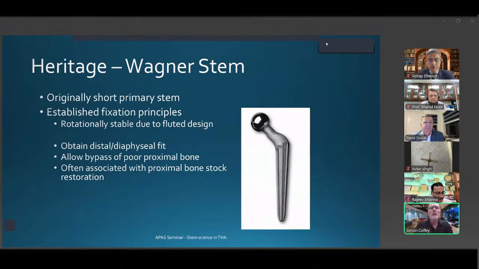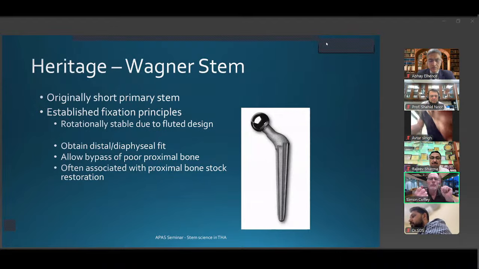The Wagner stem was a very interesting stem early on. It was originally a short primary stem, and it established very durable fixation principles of what we've been talking about this evening, and that is some of that taper technology in fixation. The stem was rotationally stable, both due to its fluted design and its taper geometry, and was able to obtain distal or diaphyseal fit independent of metaphyseal size or quality. And it was often quite useful in those dysplastic hips where there are really significant variations in version.